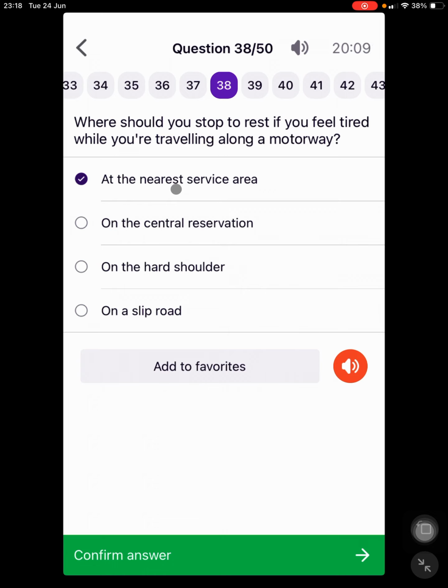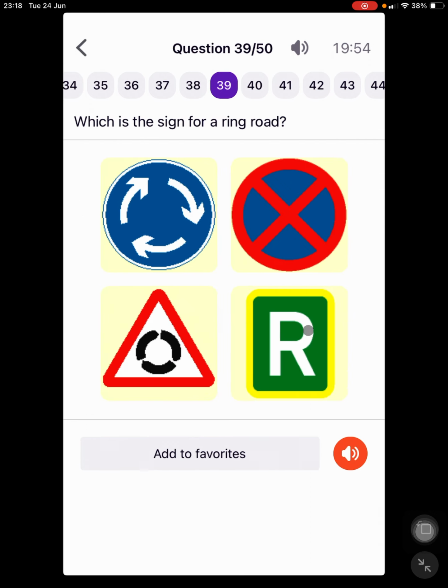Service station, you know, on the motorway there are service stations like every 10 miles, 20 miles, sometimes 30 miles. There are a service station, so you can stop there and rest. So at the nearest service area.